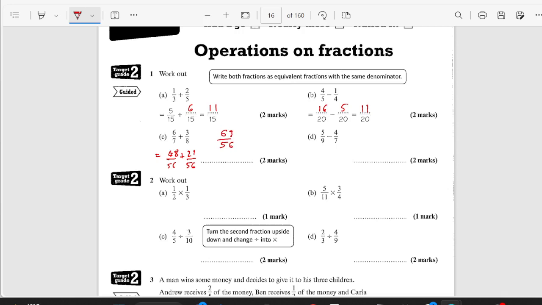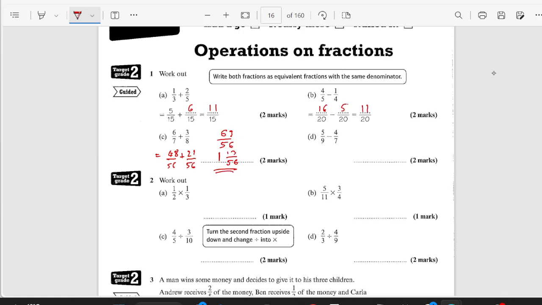Arguably that would be absolutely fine for my answer. I would argue that a better answer would be to convert it into a mixed fraction. So 56 goes fully into 69 one time, and we would have 13 left over. So I would argue that that's a better answer.